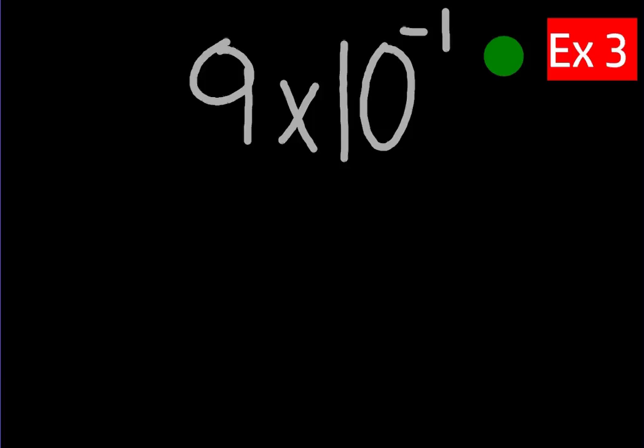Alright, let's take a look at example 3. We have 9 times 10 to the negative 1. We want to convert that to standard notation. This one's going to be pretty easy. Let's go ahead and take a look.